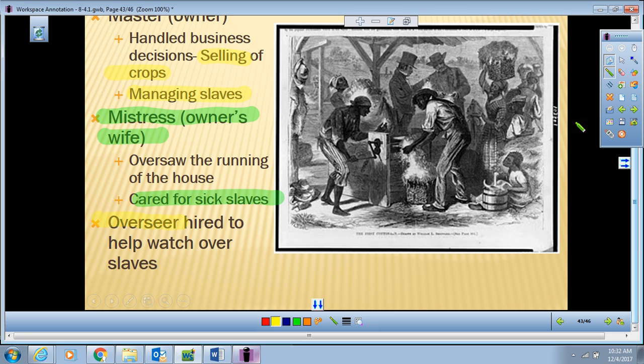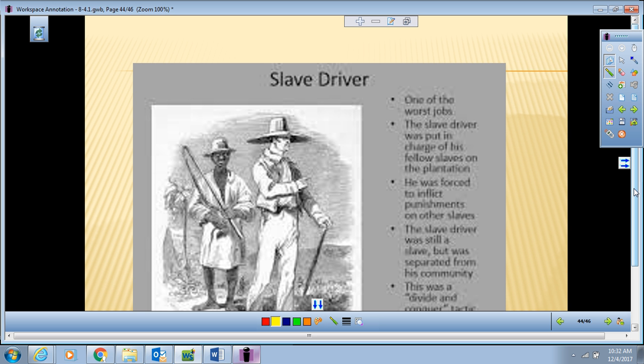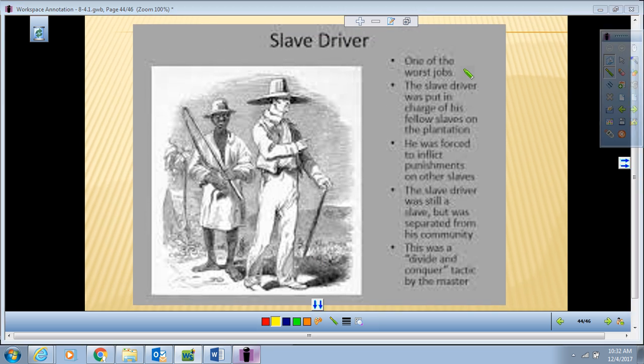The mistress, the owner's wife, oversaw the running of the house, cared for sick slaves, and now to the overseer, which was hired to help watch over slaves. There was also a slave driver. Now, according to the South Carolina standards, you don't have to differentiate between them, but I am going to do it for you. Anyway, the slave driver was actually a slave who was put in charge of his fellow slaves on the plantation. And sometimes the slave driver was forced to inflict punishments. When I looked it up, I found several pictures, or drawings more so, of a slave whipping other slaves. And he was separated from his community.